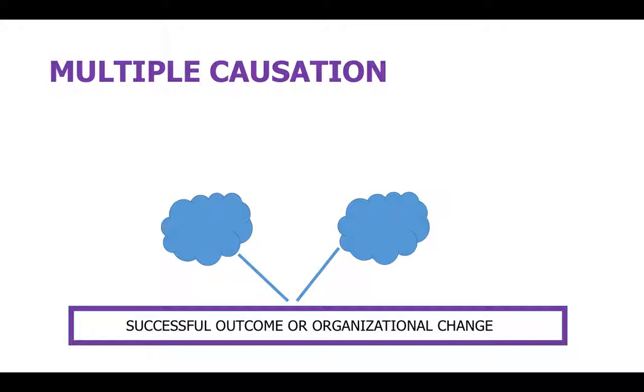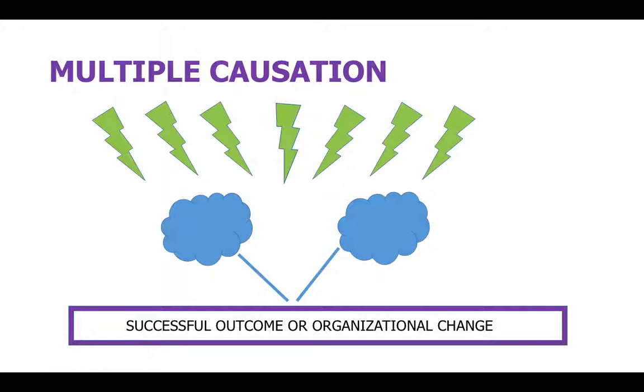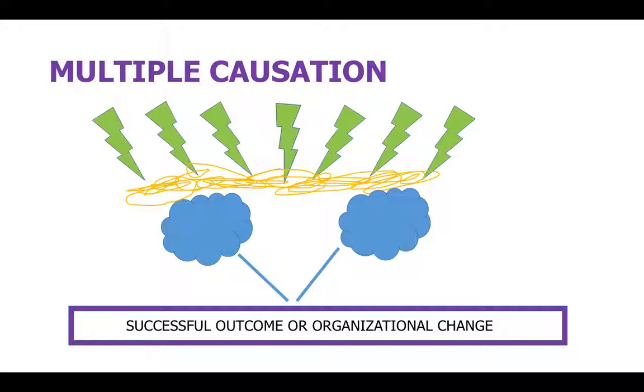So let's break this down ever so slightly. Let's assume that the end goal is successful outcome or organizational change. We know that these two things here are what's led us to that successful outcome or organizational change, and we choose one over the other, but really those in and of themselves are insufficient. There are a host of variables on the backside that influence how we've even arrived at those conclusions, and those variables interact with each other in unique ways.